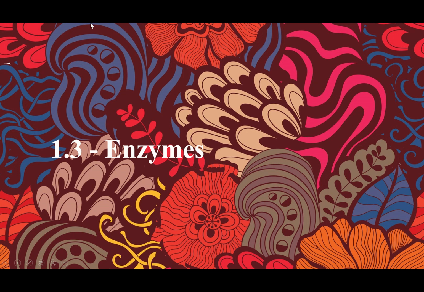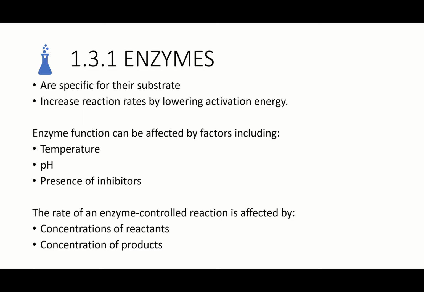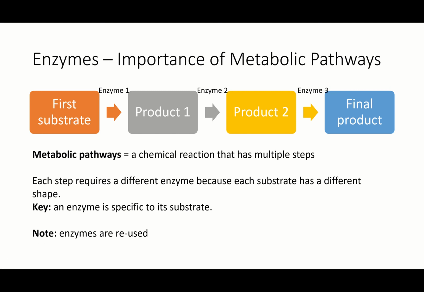All right, 1.3 enzymes. Let's get started with this. 1.3.1 enzymes. They are specific for their substrate, and they increase the reaction rate by lowering activation energy. And we have all these down here that we don't really need to know right now because we will be getting into them. Enzymes are important for metabolic pathways.